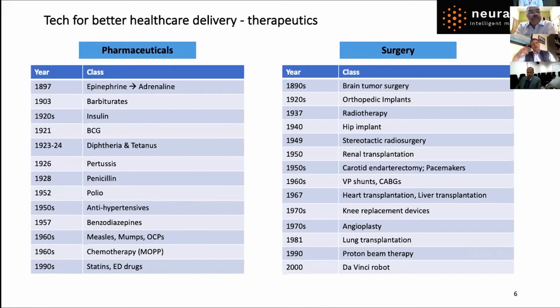A lot of innovation happened between the 20s and the 60s. New classes of medications were discovered. Vaccines are a whole class in themselves. Antihypertensives are a whole class in themselves. Chemotherapy is a whole class in itself. These came up in the 50s and the 60s.